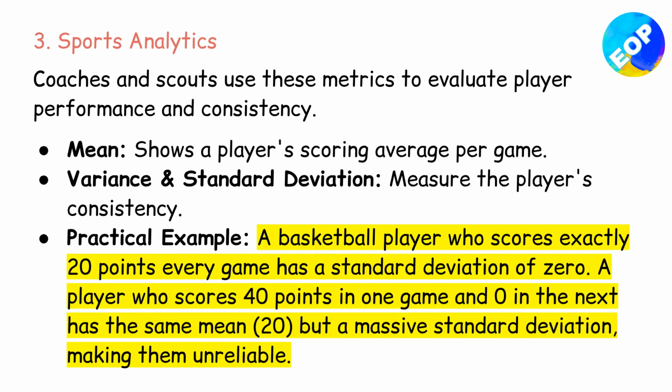3. Sports analytics. Coaches and scouts use these metrics to evaluate player performance and consistency. Mean shows a player's scoring average per game. Variance and standard deviation measure the player's consistency. Practical example. A basketball player who scores exactly 20 points every game has a standard deviation of 0. A player who scores 40 points in one game and 0 in the next has the same mean, 20, but a massive standard deviation, making them unreliable.